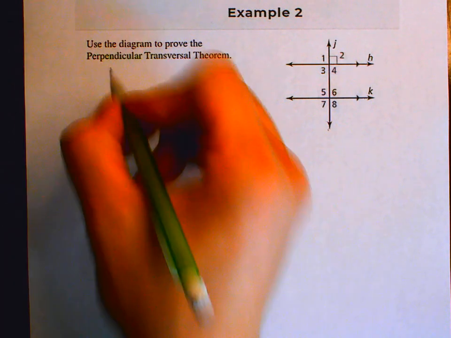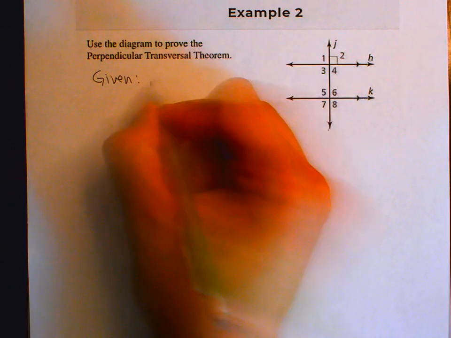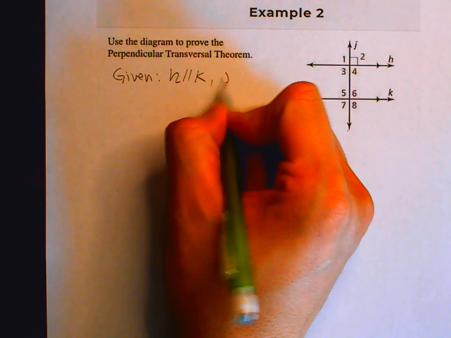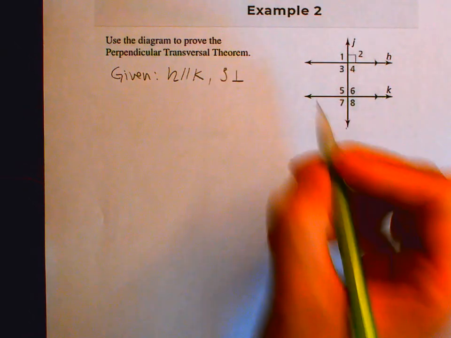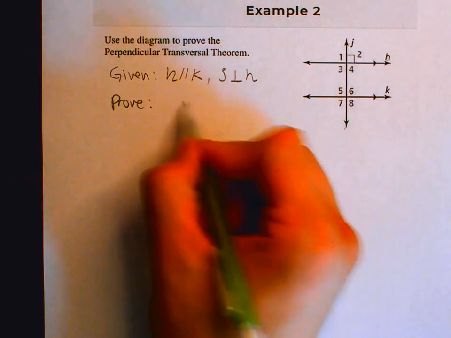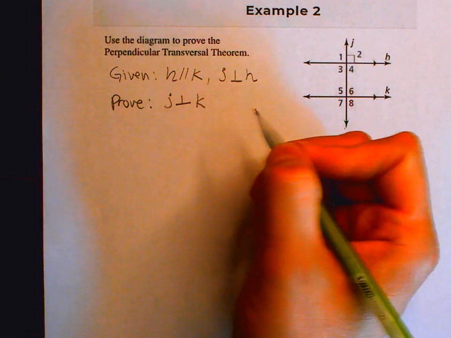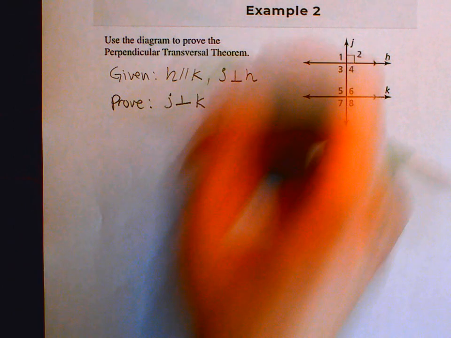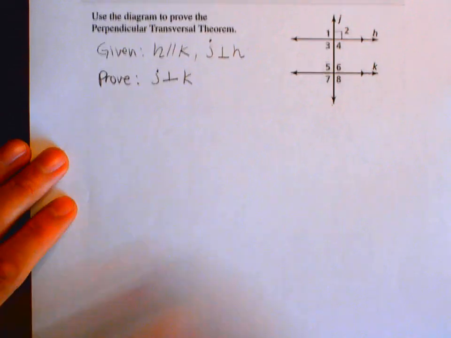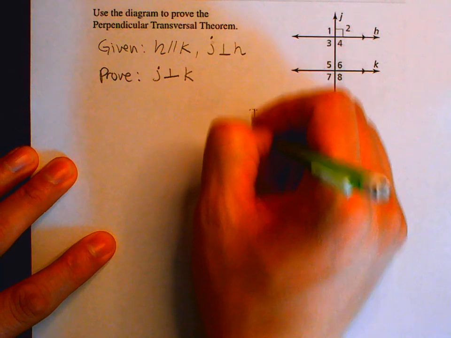Okay, so what is given? In this case, what is given is that H is parallel to K, and that line J is perpendicular to line H. And what we need to do is we need to prove that J is also going to be perpendicular to line K. Okay, so that's a J, by the way. So that is what we need to prove. Okay, our proof is not that long. It's only like 6 steps. All right, so let's begin.